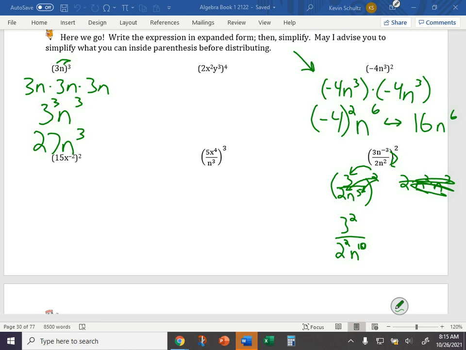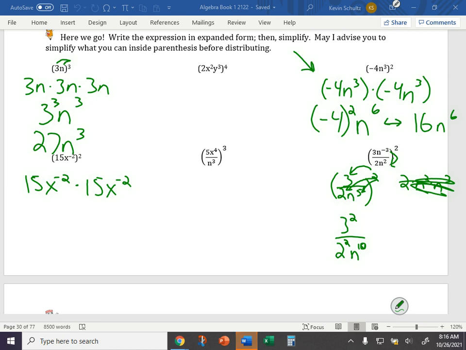Okay. The last one there, 15x to the -2nd, that being squared. This time, I'm not going to move my negative power down, just because we did it last time. But we've got 15x to the -2nd times 15x to the -2nd. Okay, what's being squared is everything inside of our parentheses.